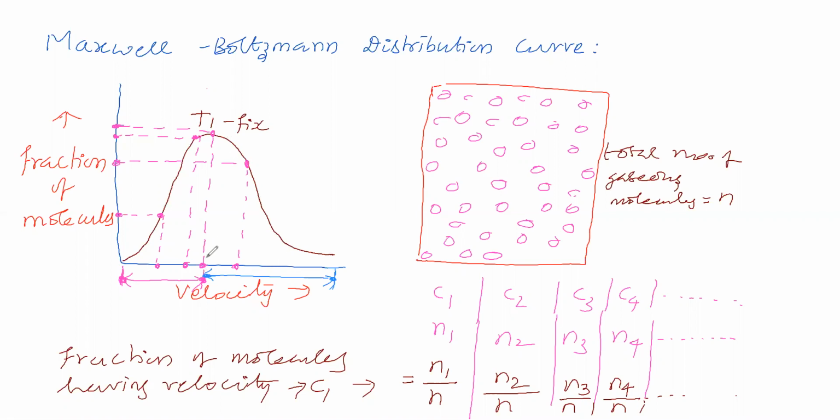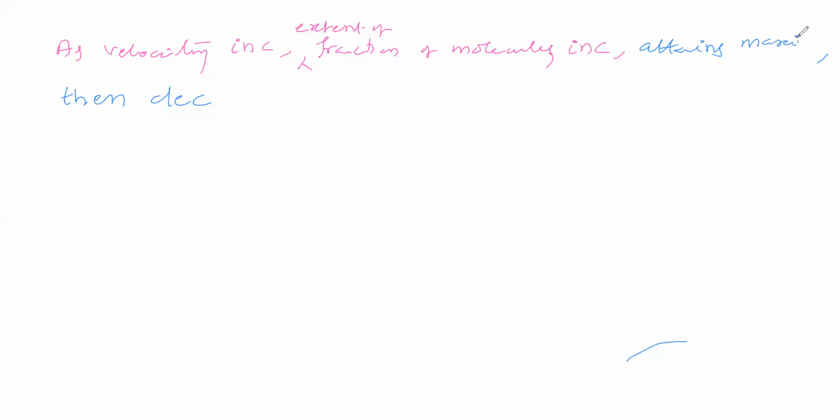Now at this velocity, what about the fraction of molecules? Shall we say maximum value, minimum value, or moderate value? When the velocity is so and so, what is the fraction of molecules having this velocity? Shall we say maximum? Okay, so you are saying maximum value. So the fraction of molecules is a maximum.